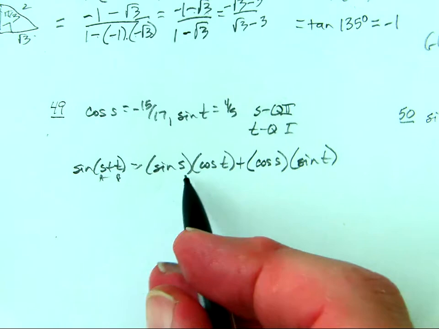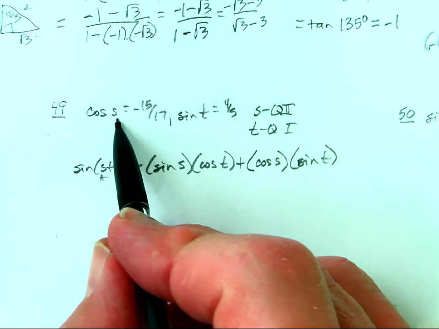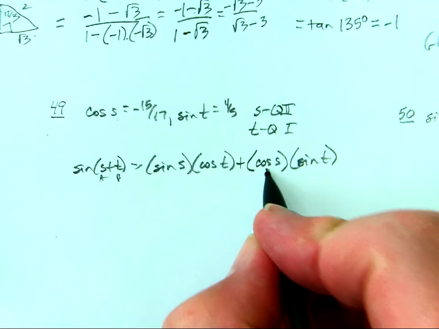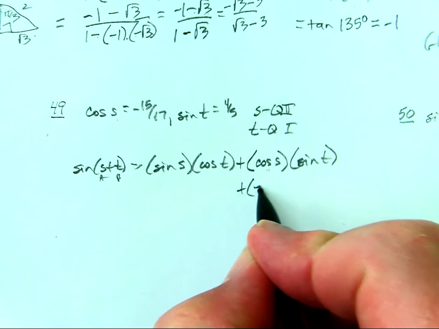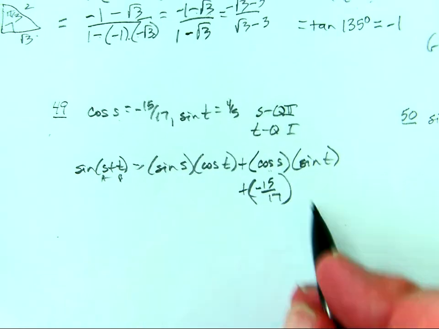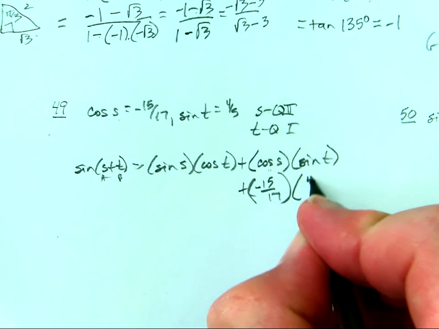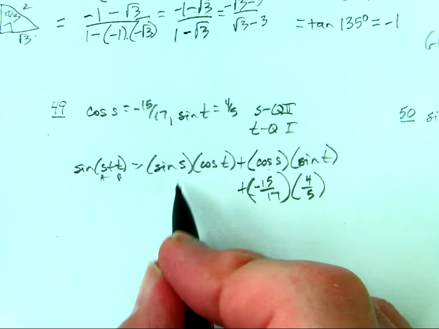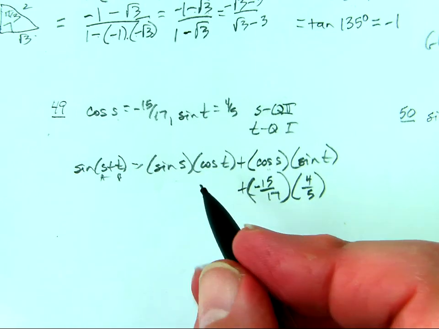Then, there's our formula, so we're going to substitute in what we know. We know the cosine of s is negative 15/17. We know the sine of t is 4/5, so here for the sine of t, we put 4/5. Now these other two we don't know. We're going to draw a triangle for those.